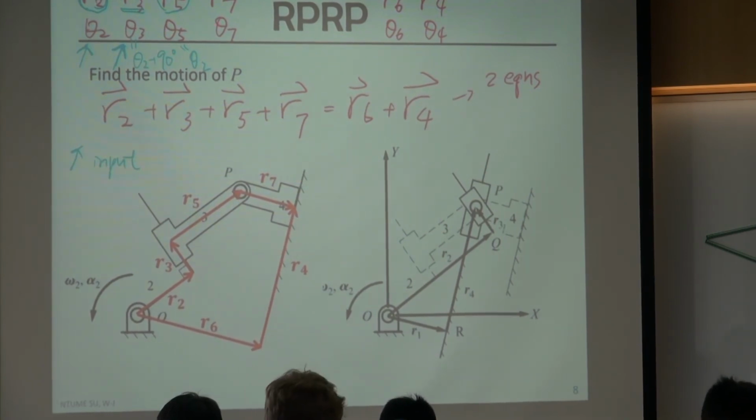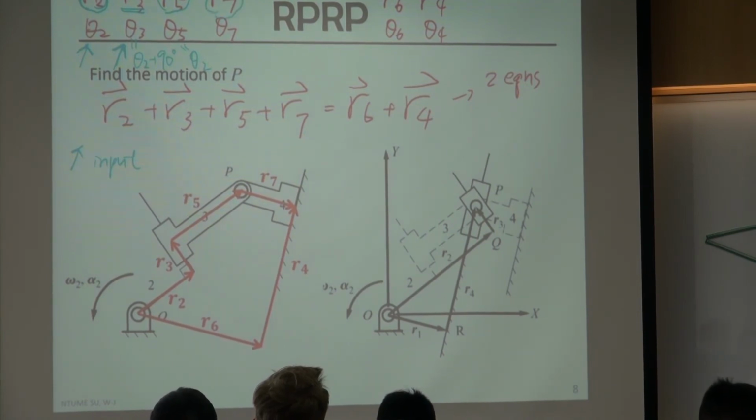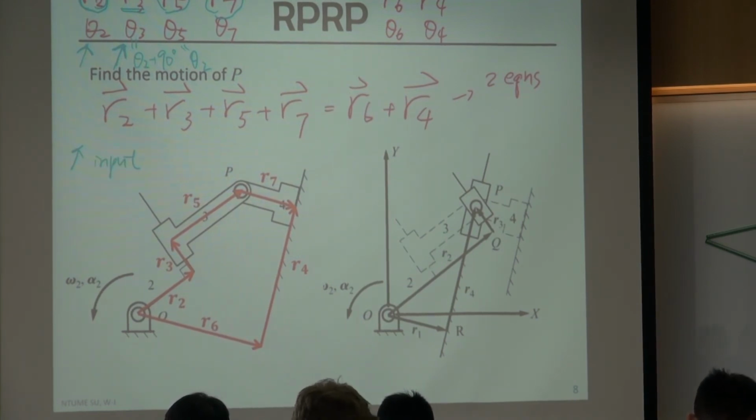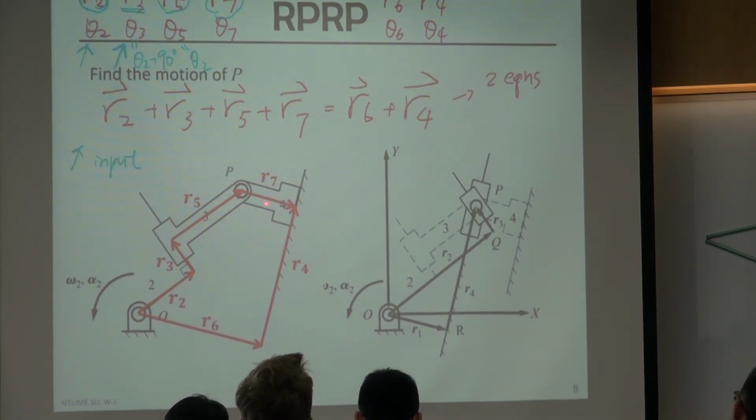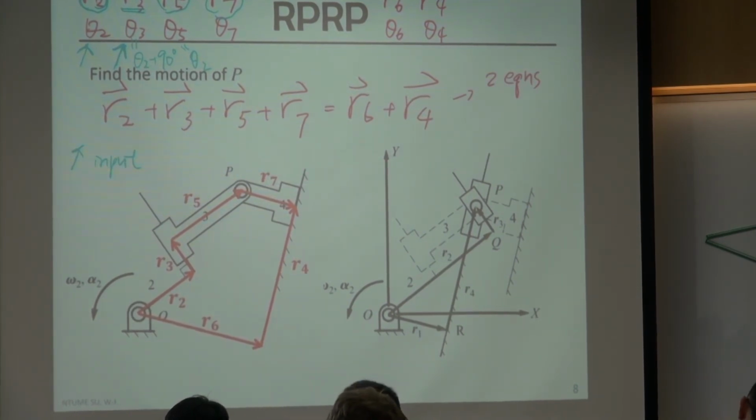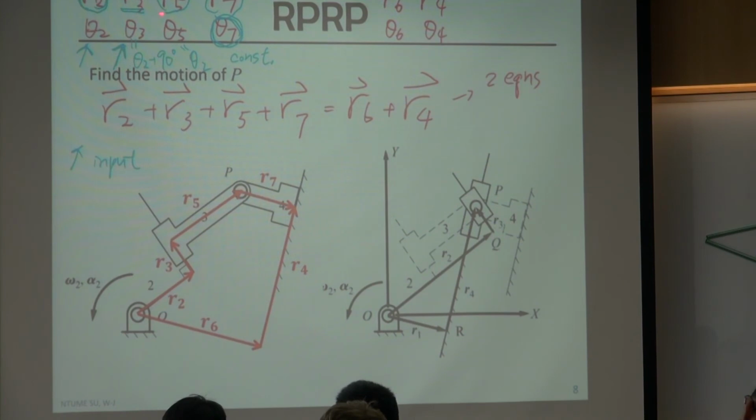How about R7? It's similar to R5. The length is not going to change. And how about theta 7? It's fixed. You need to measure it, but it's perpendicular to this ground. It's a certain angle, but it's fixed, it's known. It's a constant. So it seems it's working fine. So far we only have R3 as the unknown.